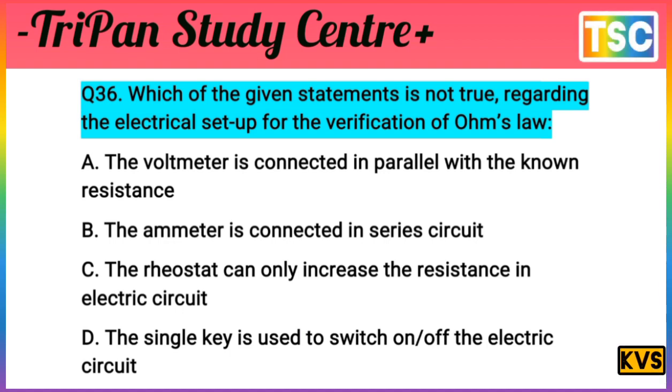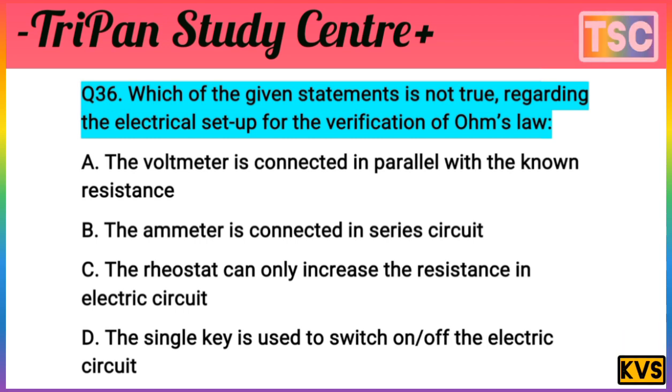Here the examiner asks for the statement that is not true. Not true means the examiner is asking for the false answer. The question is regarding the electrical setup for the verification of Ohm's law. You know that in option A, the voltmeter is connected in parallel with the known resistance. That is true, but the examiner is asking for the one that is not true. A is correct.